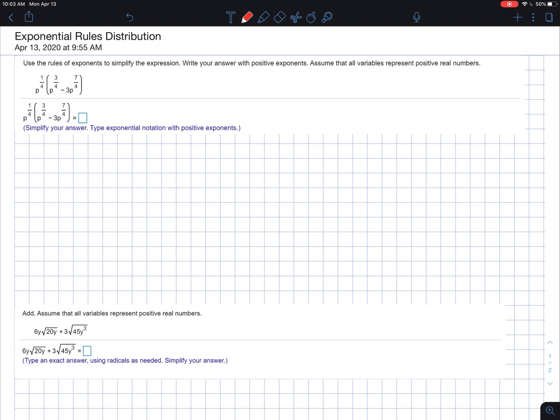It says, use the rules of exponents to simplify the expression. Write your answer with positive exponents. Assume all variables represent positive real numbers. So that's good. So let me rewrite the problem. P to the 1/4 times the whole quantity P to the 3/4 minus 3 P to the 7/4.